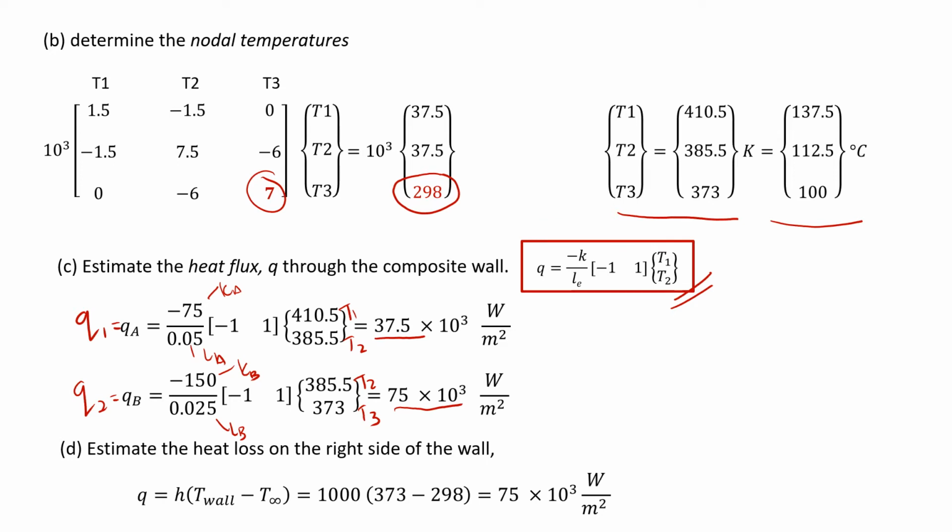And the last task is to estimate the heat loss on the right side of the wall. By using this equation as shown in this slide, and T wall here corresponds to the wall on the right side, which is T3. That's why we are using T3 in this equation. So by calculating this equation, we obtain the heat loss on the right side is 75 kilowatt per meter square.